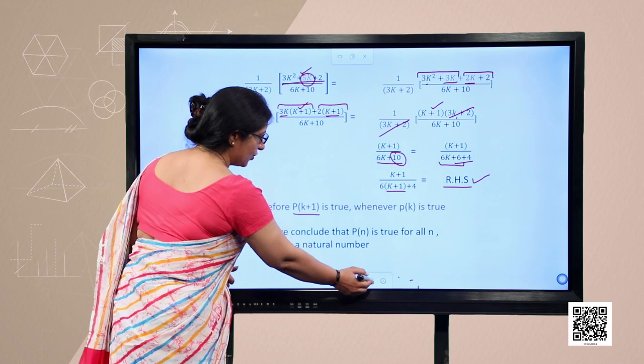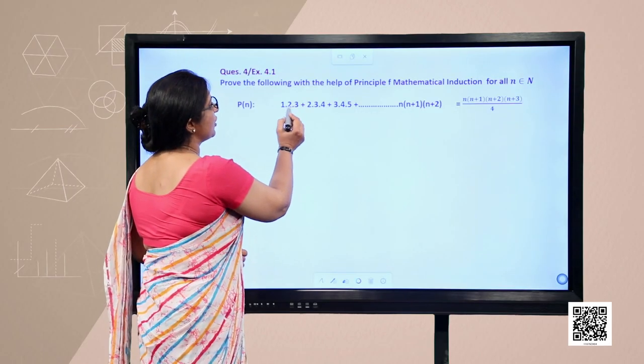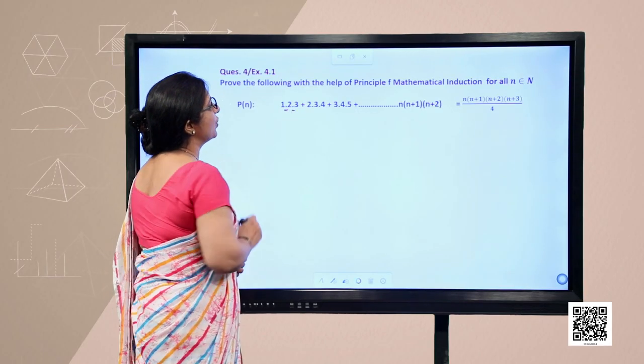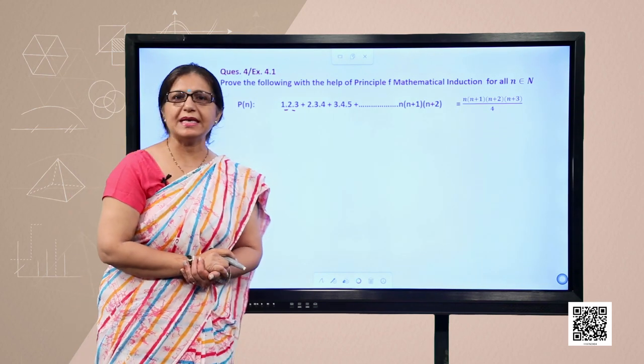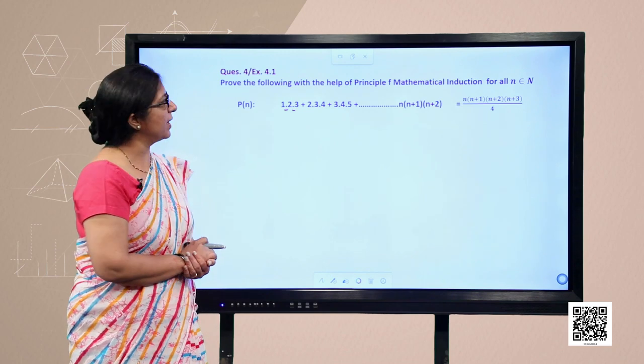Now, we move to the next question. This is question number 4 of your exercise 4.1. The question is, prove the following with the help of the principle of mathematical induction for all n belonging to N. The statement is 1.2.3. As I have already told you, this dot does not mean decimal. This dot here represents the product or multiplication.